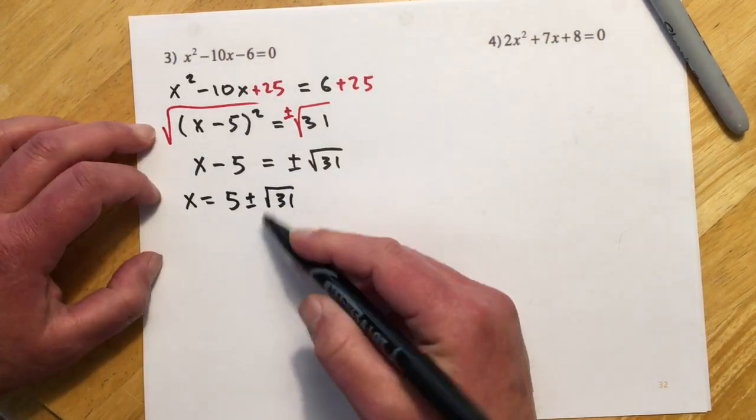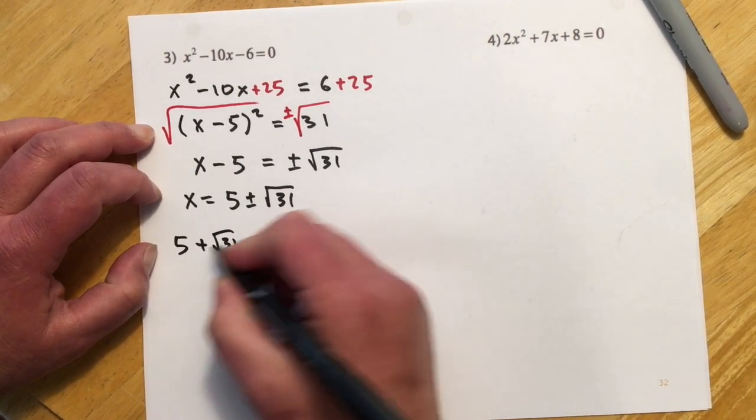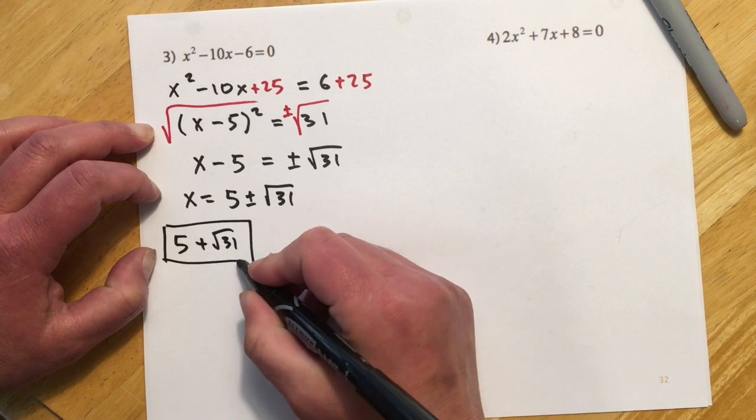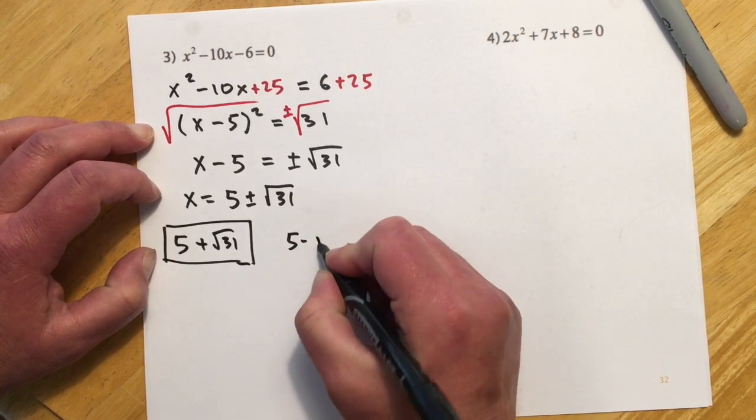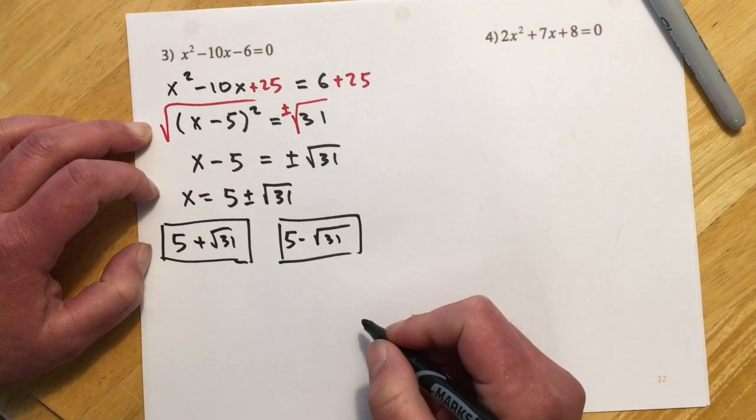And then a reminder, when you have this kind of answer and you're putting it in the computer, remember it goes 5 plus root 31 in the first box, and 5 minus root 31 in the second box, because those are two distinct solutions.